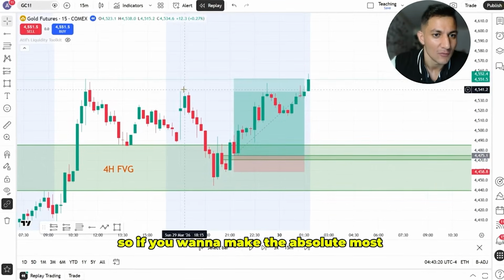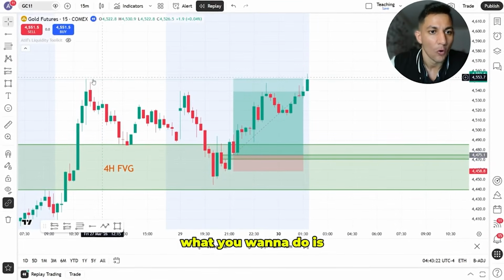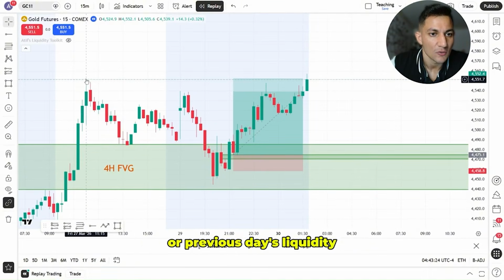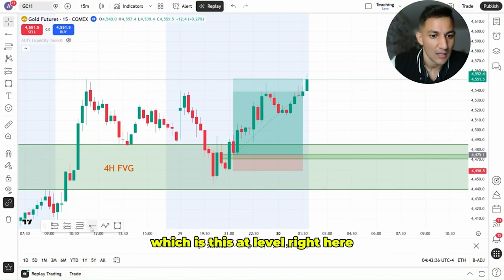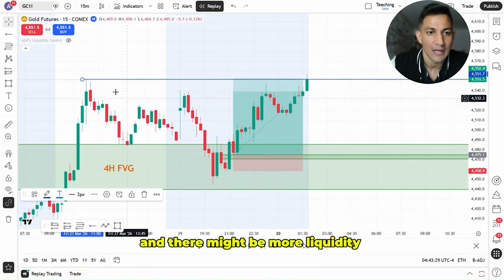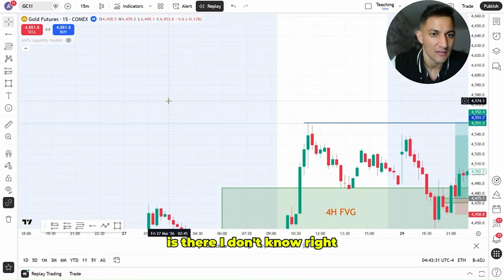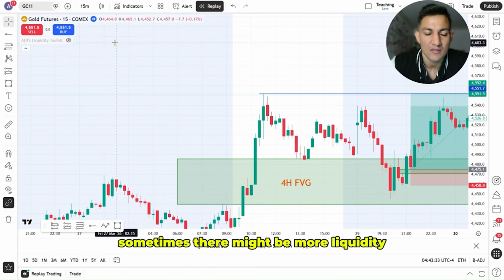But here we go. So if you want to make the absolute most that you can on the day, what you want to do is target previous session or previous day's liquidity, which is this level right here. And then that's it, you're done. And there might be more liquidity all the way over here. Is there? I don't know. Sometimes there might be more liquidity all the way over here.